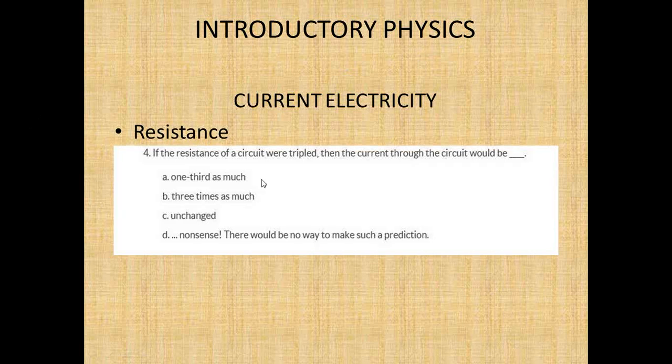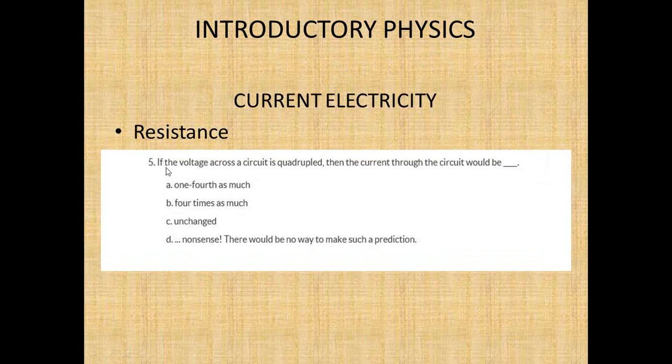All right. Let's look at the next question. If the voltage across a circuit is quadrupled, then the current through the circuit would be... So you just write your equation again. V is equal to IR. And we know that I is equal to V divided by R.